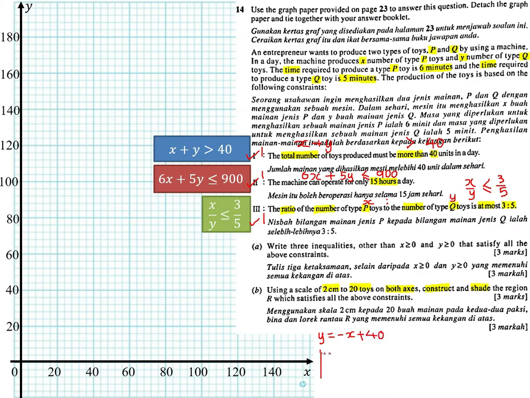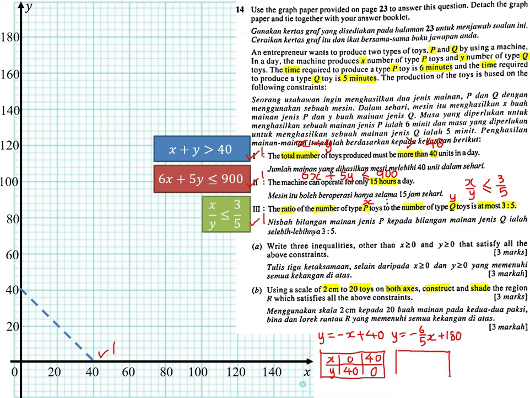We can see the y-intercept already, right? That will be our first point, 40. Then we will get 0 here. So that will give us our first graph: (0, 40) and (40, 0), dotted line. Remember, 1 mark. Next, y equals negative 6 over 5 x plus 180.